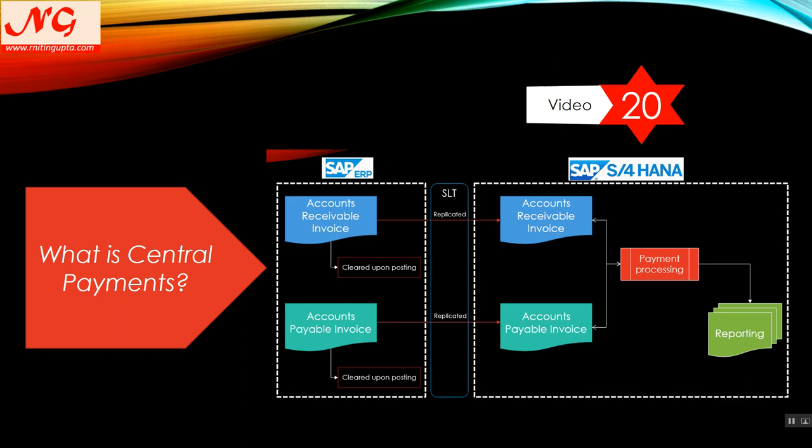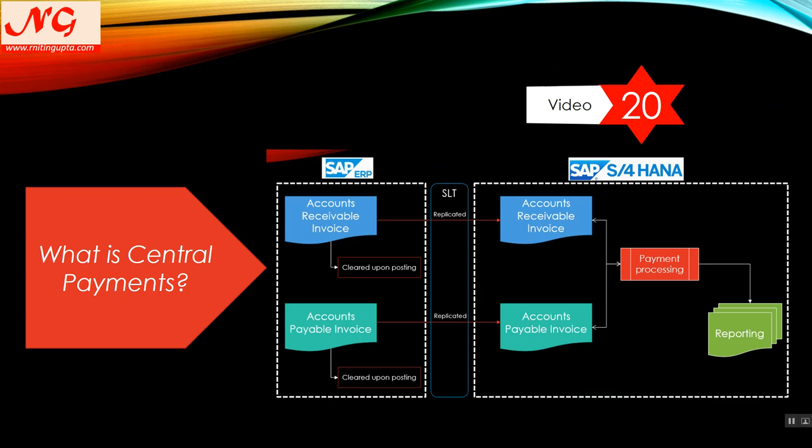When central payment is active, in real time the invoice is automatically cleared upon posting. The moment the invoice is posted, the clearing field, which in the BSEG table is AUGBL, is filled with the value ALE-EXTERN. So in the source system the invoices are automatically cleared, and when those invoices are replicated in CFIN, they are replicated as open invoices.